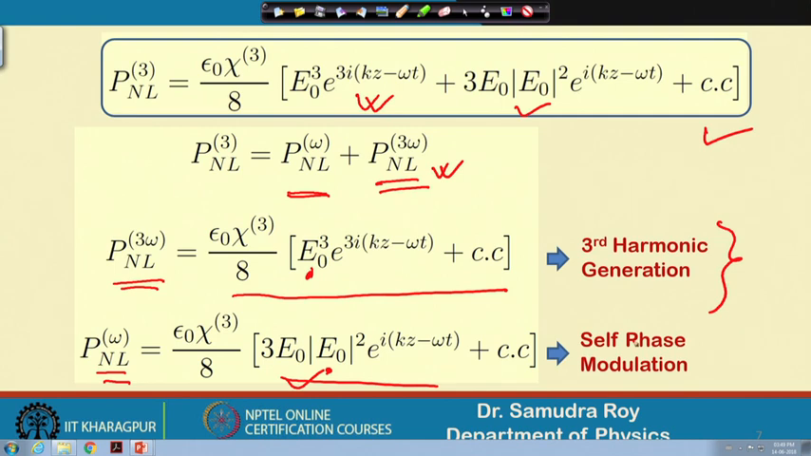On the other hand, another component is still sitting here, which is very important, which is going to vibrate with the same fundamental frequency omega. So, it will generate an electric field of frequency omega. It leads to another very important phenomenon, which is called self phase modulation. We will discuss third harmonic generation and self phase modulation, which are the two key phenomena in third order effects. We will discuss them in detail in this course.